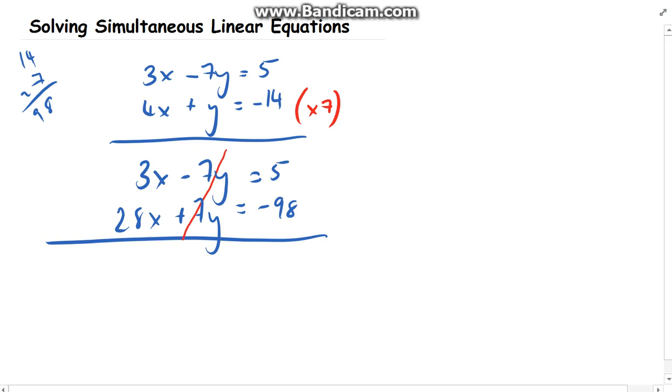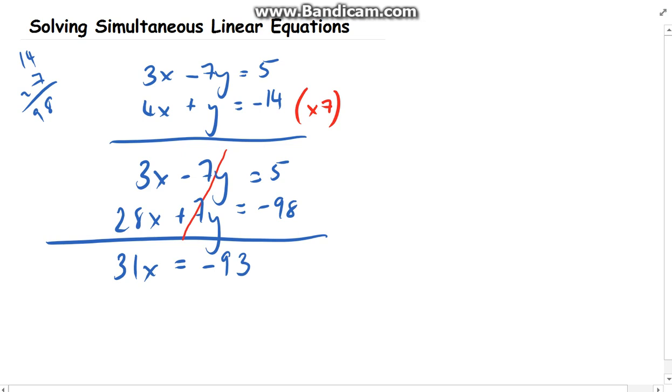So we'll have 3x plus 28x. The reason they're plus is because there's no minus here. When there's no minus, it means they're plus. So we'll add them. 3x plus 28x will give us 31x equals. And then on this side we have 5 minus 98. So 5 minus 98 will give us minus 93.